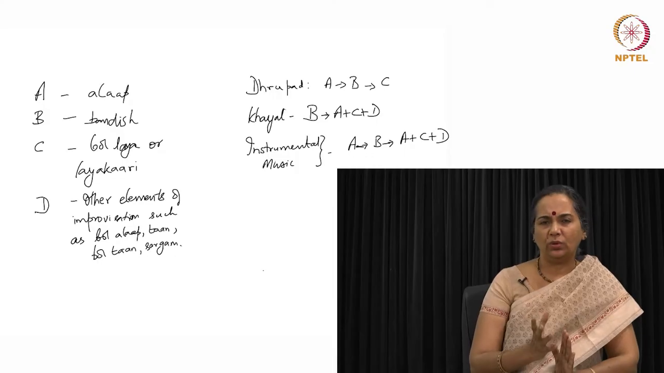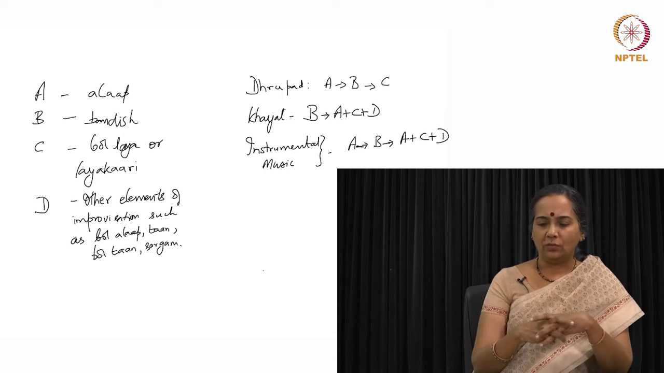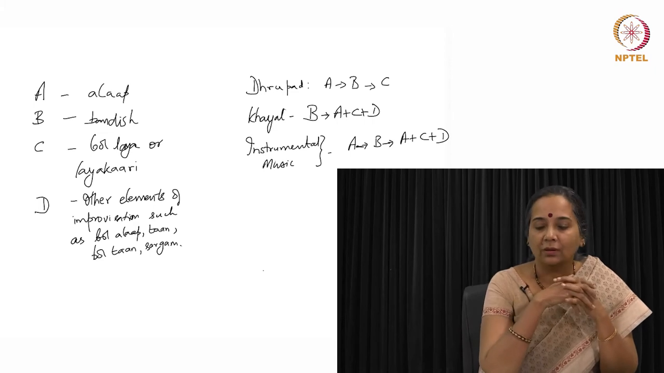So though instrumental music has its own story, has its own repertoire and way of presenting ragas, it does draw from Dhrupad and Khayal. It also borrows repertoire, especially from Khayal. And in the manner of presenting raga, it draws from Khayal and Dhrupad. So, to give an explanation using the schema, here A stands for alap.